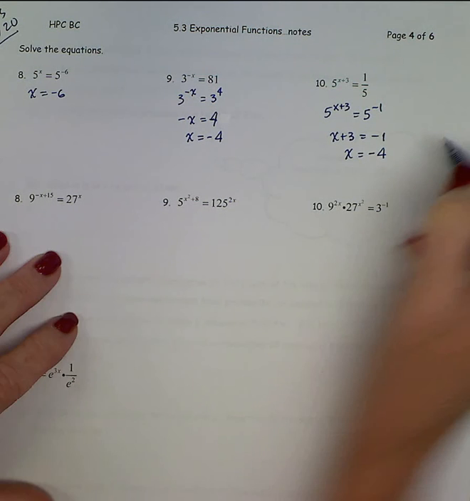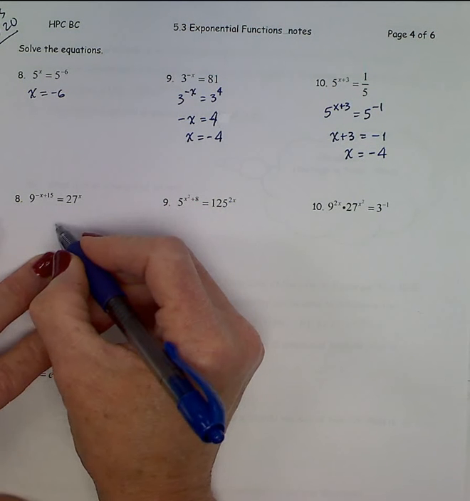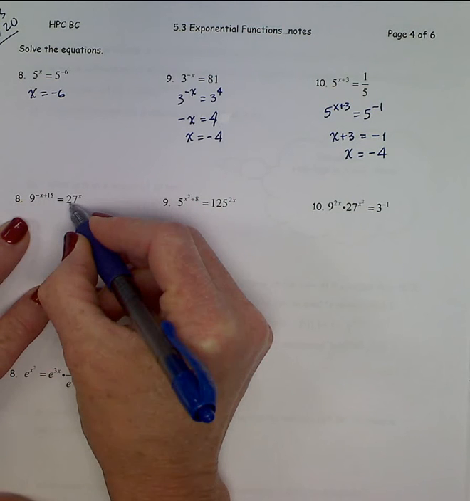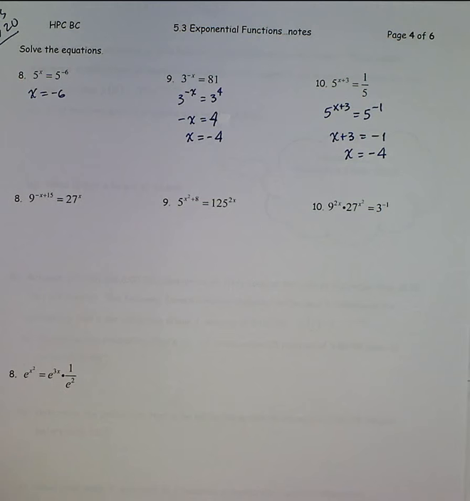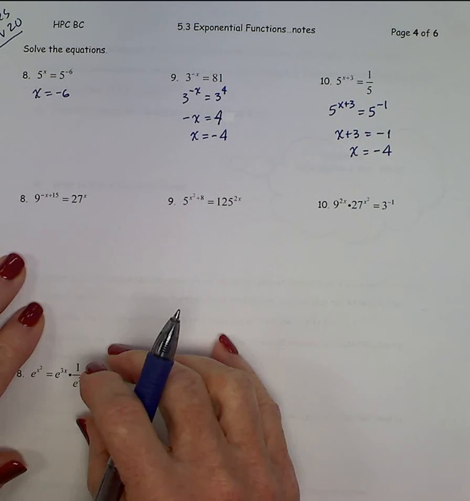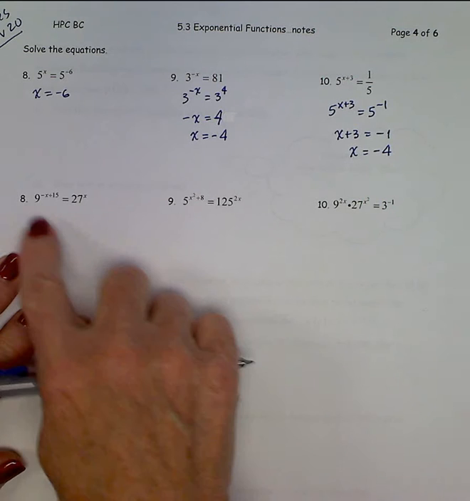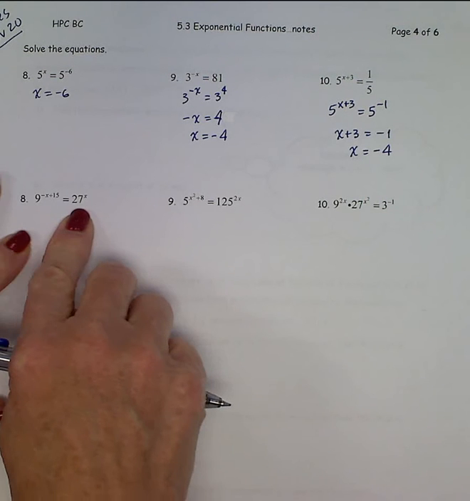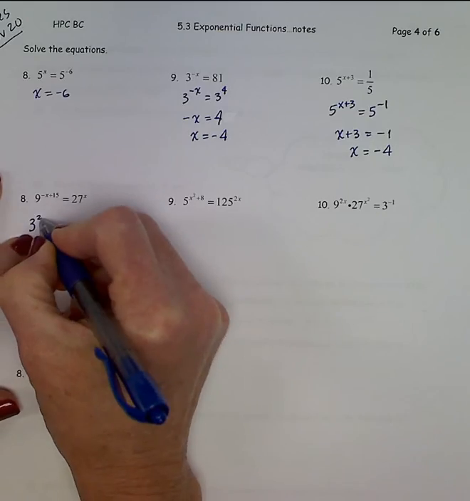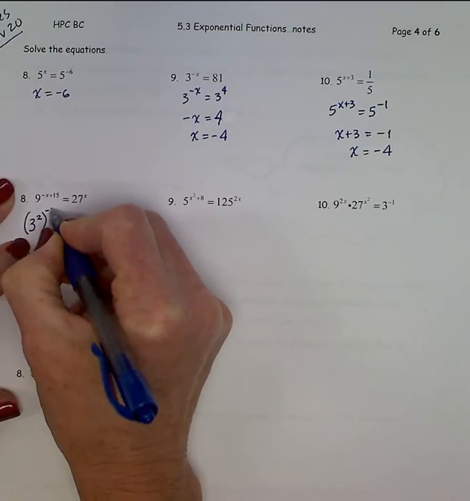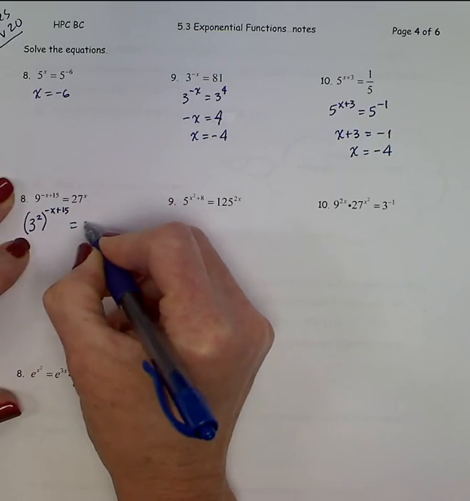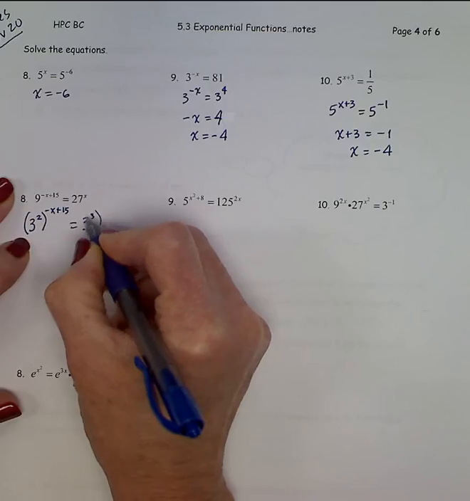Right? How about this one down here? 9 to the negative x plus 15 equals 27 to the x. Do not have the same base right now. We need to change them to be the same base. 9 and 27 are both powers of 3, so we could rewrite this 9 as 3 squared to the negative x plus 15. And this 27 we could rewrite as 3 cubed to the x.